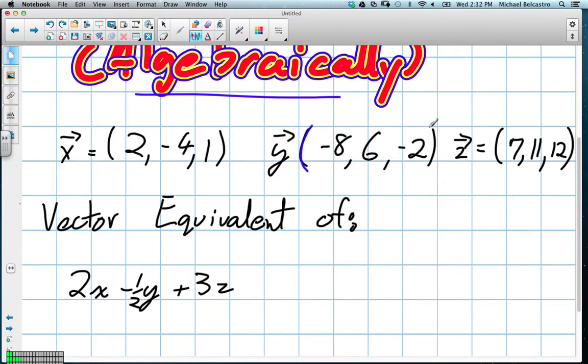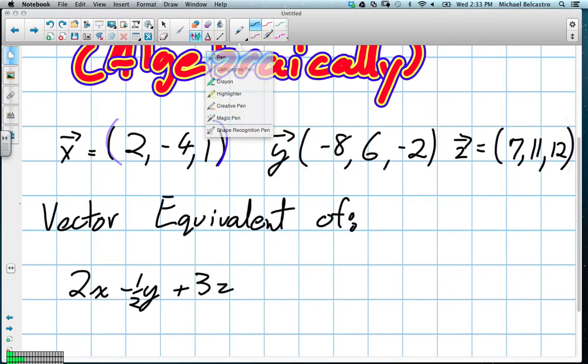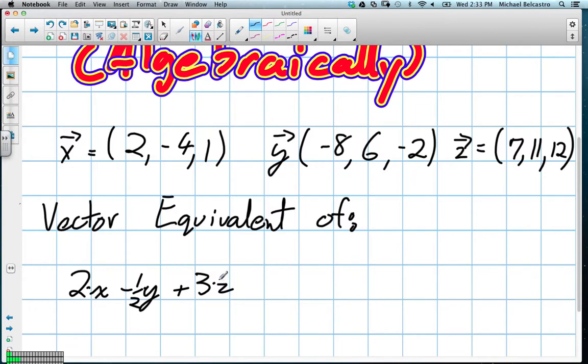This is component form. These are the components of the vector, all right? The coordinates. You can call it the coordinate form. We're going to do it with coordinates, and we're going to do it using unit vectors. So using component form, these are scalars. We have a scalar of 2, scalar of -1/2, and a scalar of 3 that we have to multiply each of these vectors by. Okay? And I should put these on top.